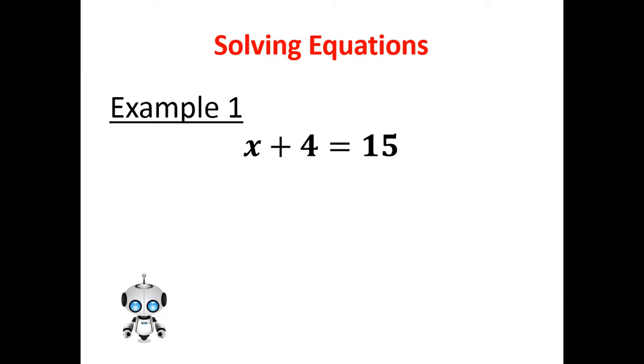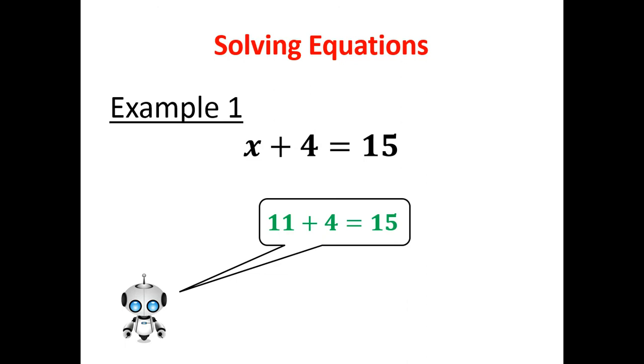x plus 4 is equal to 15. A number plus 4 makes 15. Well, a lot of us can just guess the answer for simple problems like this. You've probably guessed that x is 11. 11 plus 4 is 15.